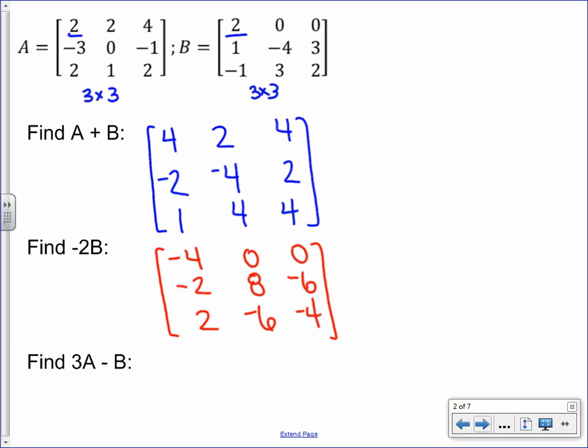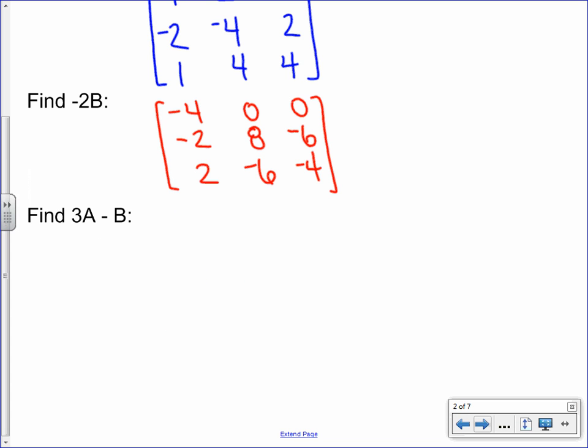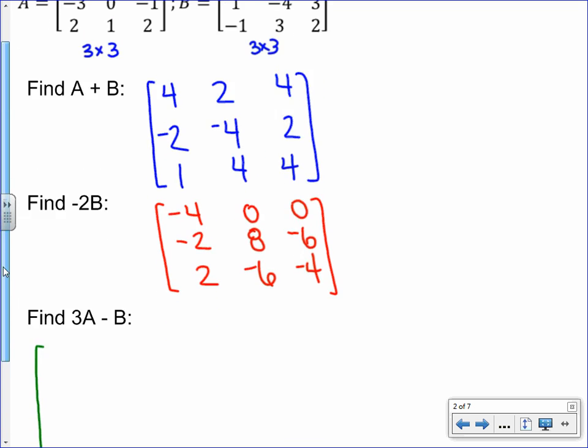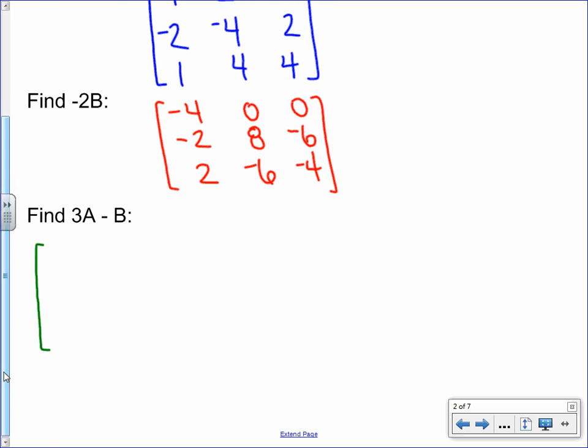And then you're also going to get problems that look similar to this. 3A minus B. So we have a couple operations that we need to do here. While you're getting used to this, I would do one thing at a time. So first, let's focus on 3A. How would we write 3A? You have that written down, so I'm going to trust you. What is 3A?